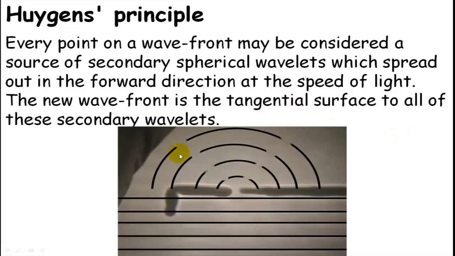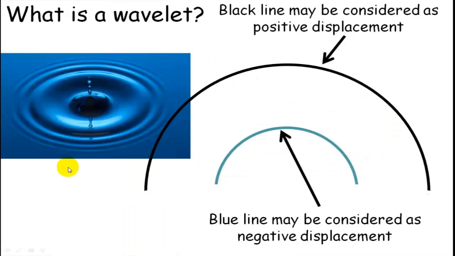Okay, so let's try and understand this with an example. So firstly, what is a wavelet? A wavelet is like if you were to drop a stone into water, you'd see a ripple spread out. Well, you could think of that as a wavelet. So here's a wavelet, and for the sake of simplicity, we're just going to say that the black lines will represent positive displacements.